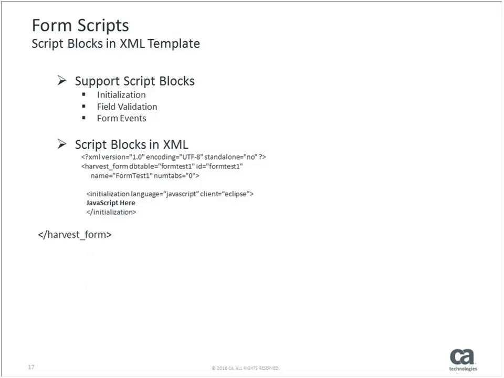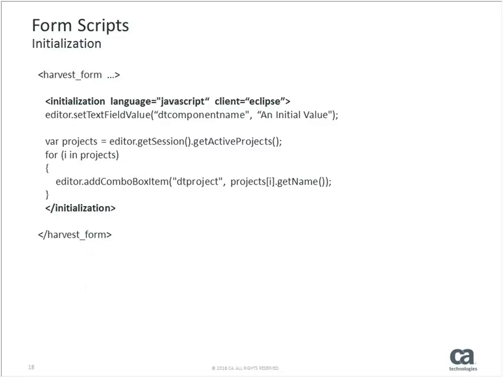For each and every script, we have an example. Coming to this initialization block, this is the syntax wherein we have to give client equal to Eclipse in order to make it available for the workbench. Whenever the user gives client equal to Eclipse, the script in the tag will only be executed in the workbench form. It will not be executed in the hardware.